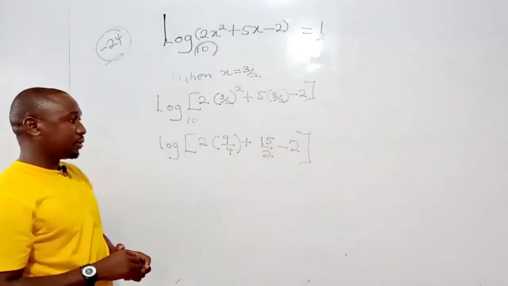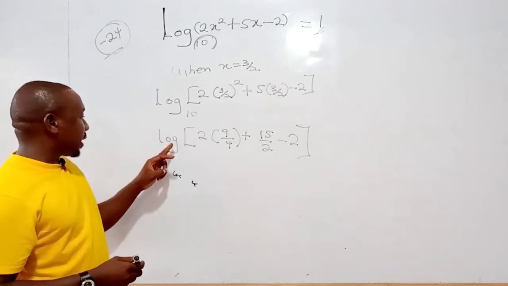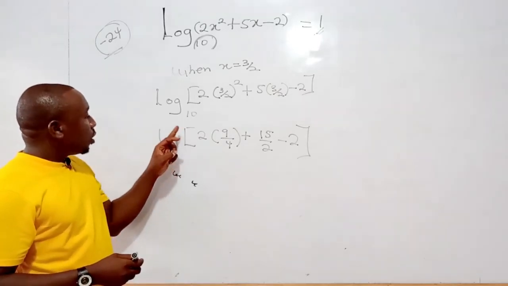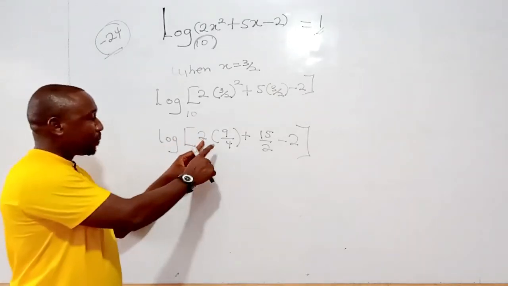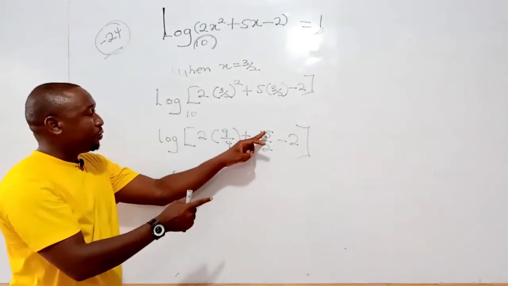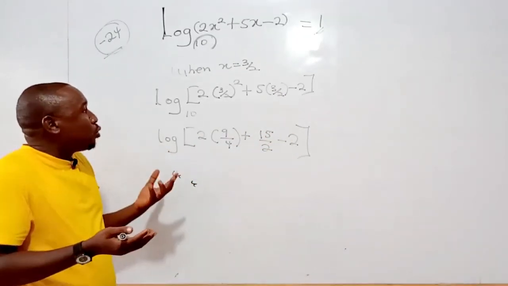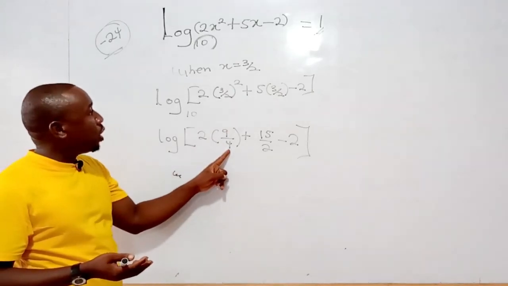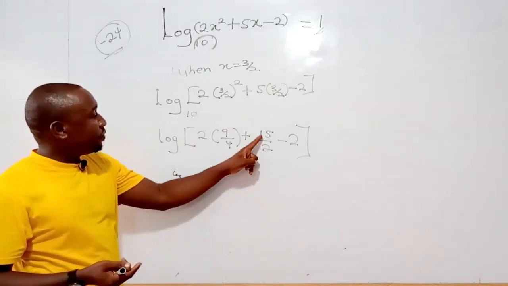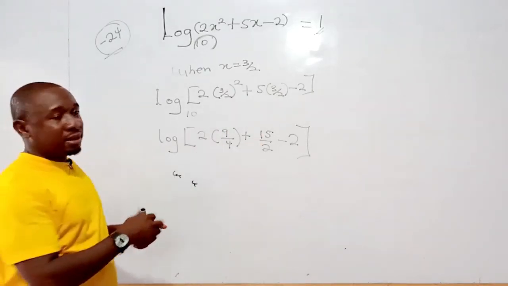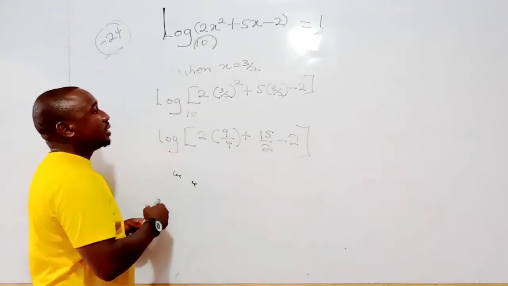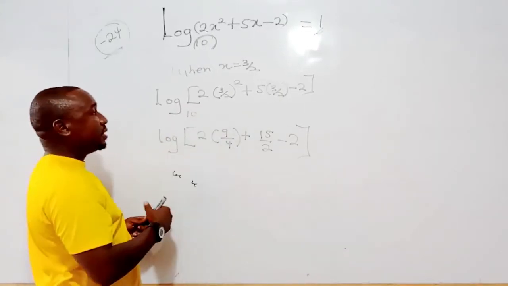It will give us this: 2 log into bracket 2 is multiplying 9 out of 4 plus 15 out of 2 minus 2. Someone will wonder how we were able to get 9 out of 4 and then 15 out of 2. But here, this part is strictly a property in indices.